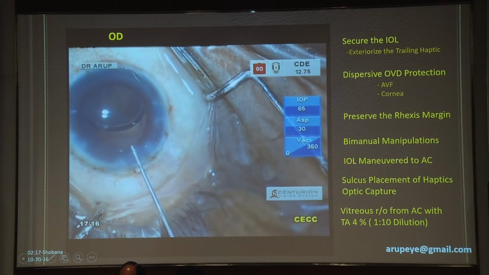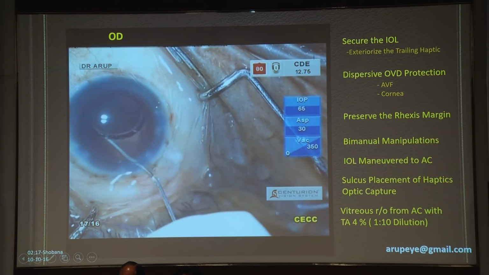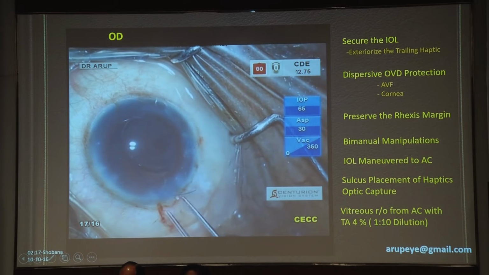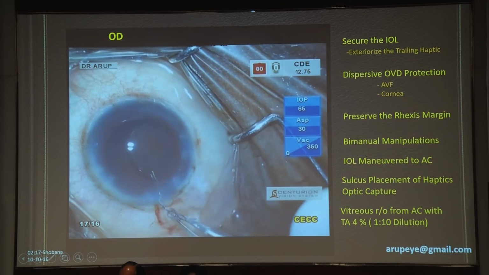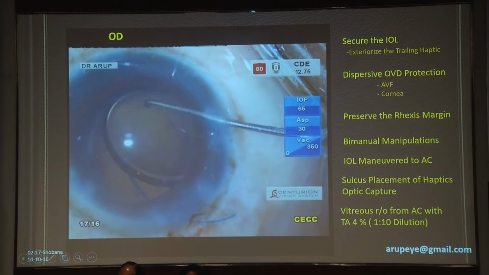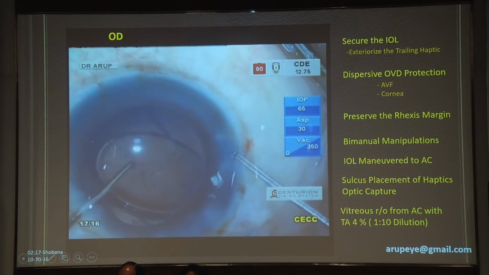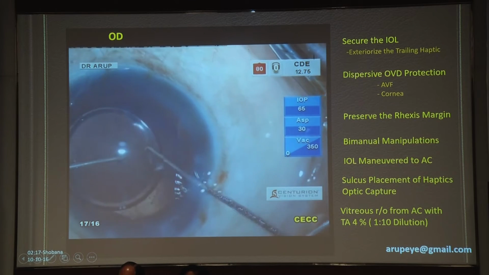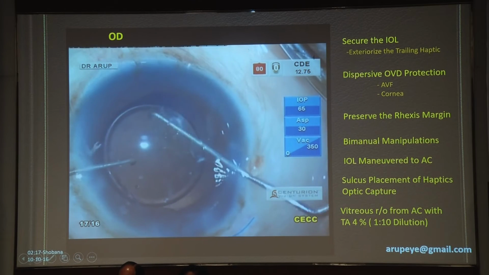You inject a copious amount of a dispersive OVD, Viscoat, behind the lens, because I don't want to be disturbing the anterior vitreous face. In front of the lens, because a lot of manipulations will happen in the anterior chamber, you want the corneal endothelium to be properly preserved. Your manipulations have to be very, very careful, because I'm going to use the intact axis to support the lens when we buttonhole the optic into the bag.